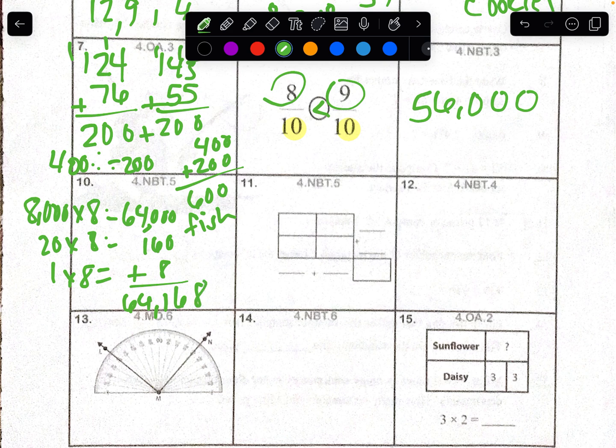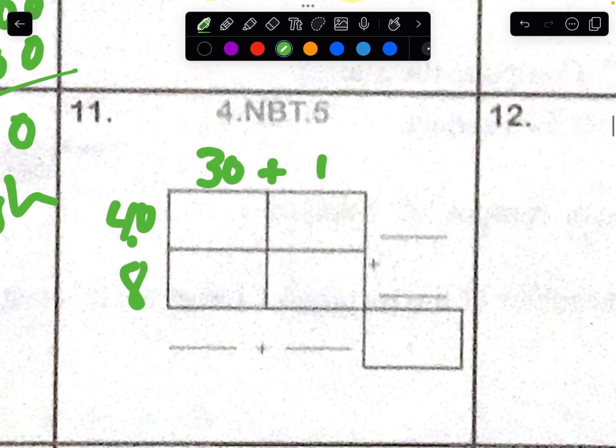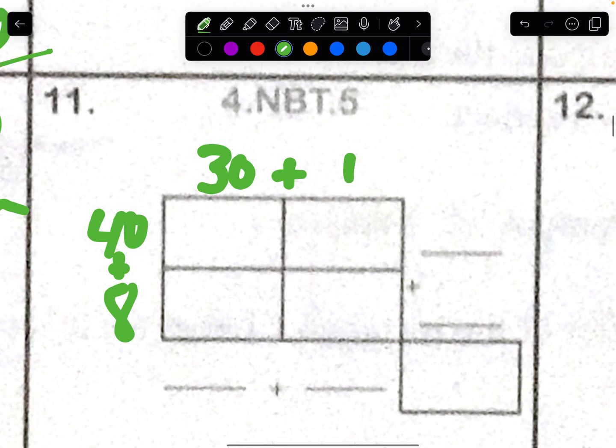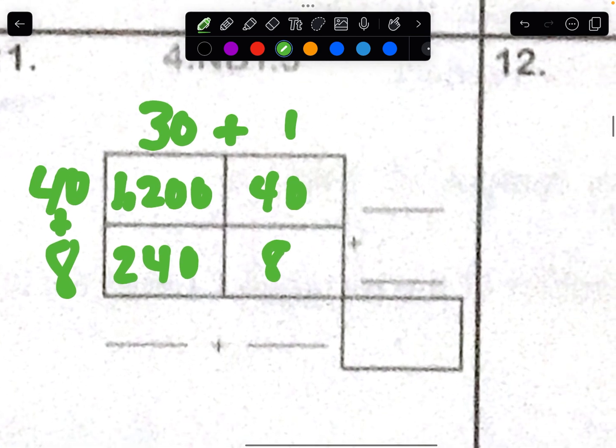All right, number 11, they call this a matrix model. Now, a matrix model is the area model. All right, so we have 48 and 30 plus 1. All right, so our first box is going to be 1,200. 40 times 1 is 40. 30 times 8 is 240, and 8 times 1 is 8.